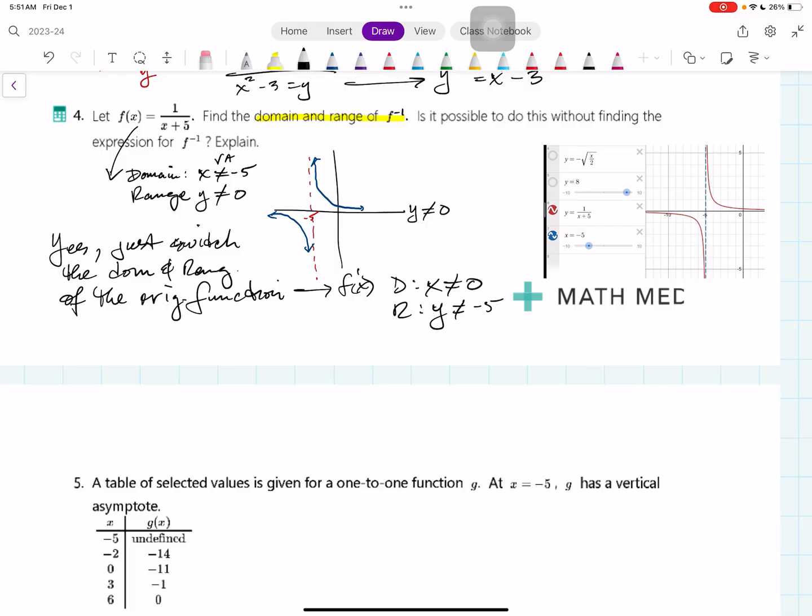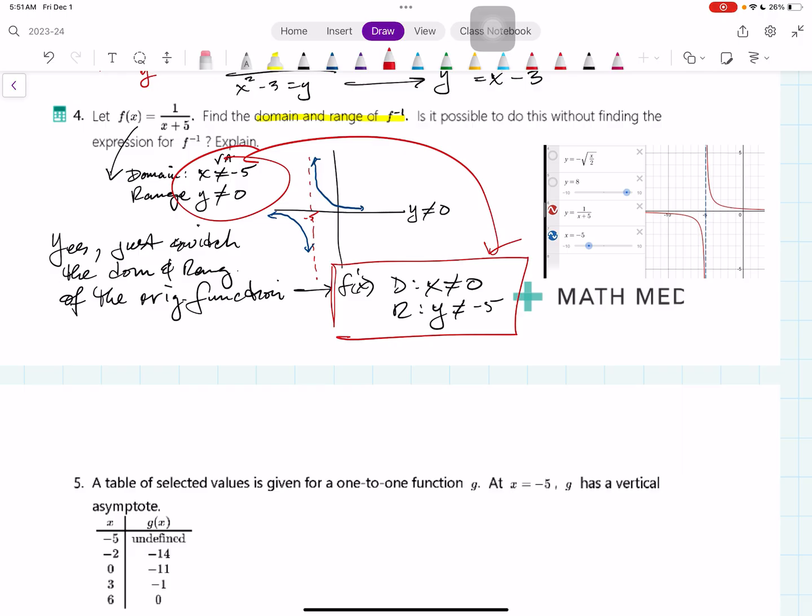And if you want to verify that, well, go ahead and find f inverse, and you'll see what I'm talking about. But again, I just take these right here, switch variables, and switch domain and range, and voila, you get the domain and range of the inverse. Because the range of the original function becomes the domain of the inverse. That's why. Okay? All right.